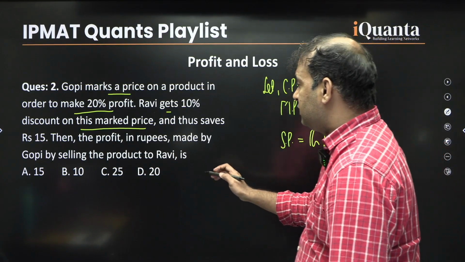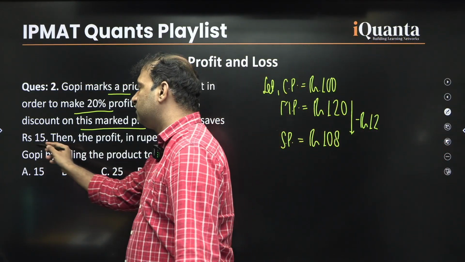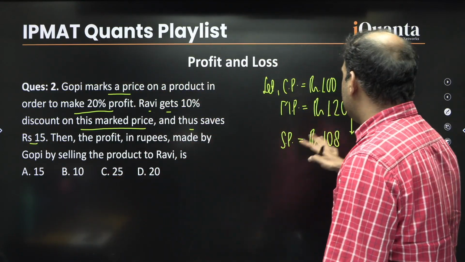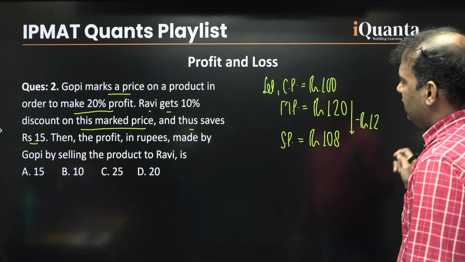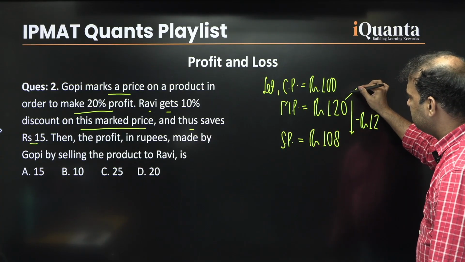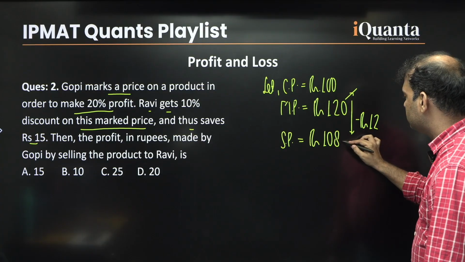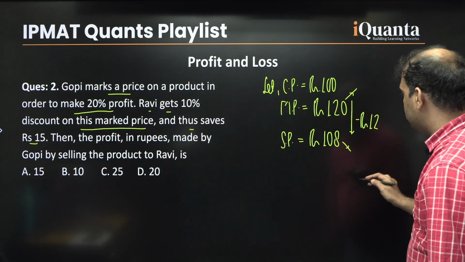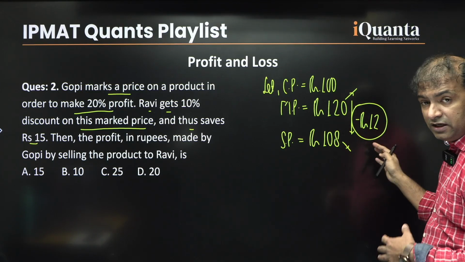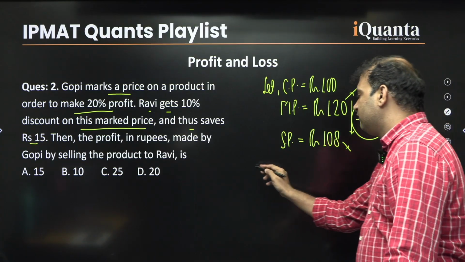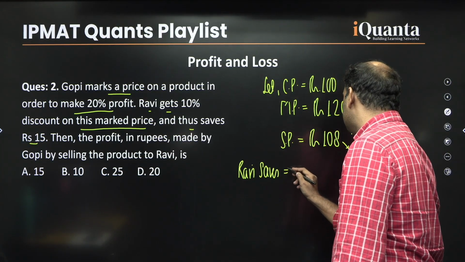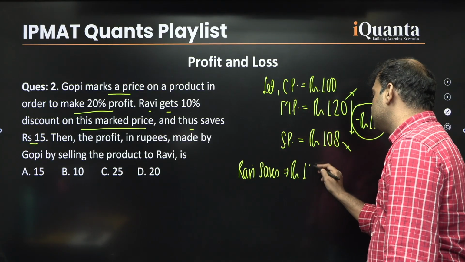Now they are saying that Ravi saves rupees 15. Guys, because of the discount he gets, he saves rupees 15. But what is happening in the assumption part? See guys, if Ravi doesn't get the discount, he must have bought at rupees 120. But because of the discount, he is getting it at 108. So he is saving how much? He is saving rupees 12, the amount of the discount. 120 minus 108 or 12, whatever you can say. So Ravi saves how much? Let me write here. Ravi saves rupees 12 on the basis of the assumption.